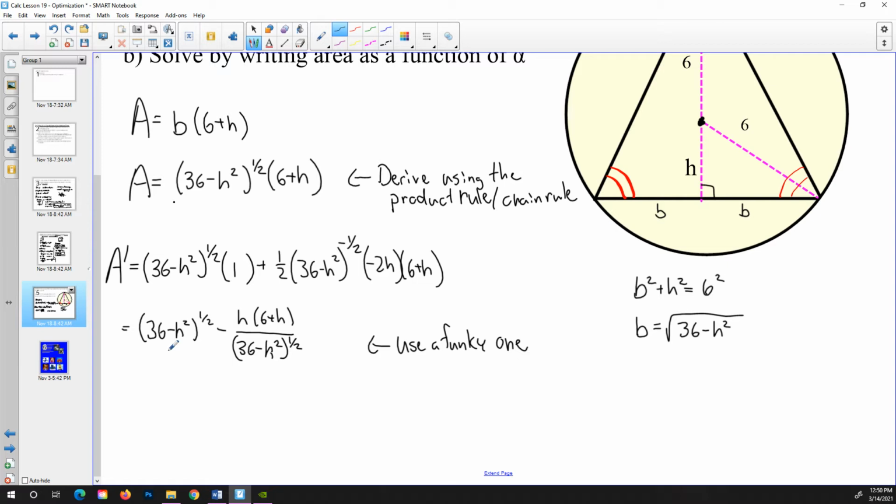And that funky 1 is going to be 36 minus h squared to the 1/2 all over 36 minus h to the 1/2. And when I do that, the halves will cancel out. And what I'll have is 36 minus h squared now to the first power, and then minus, I'm going to distribute this negative to these two terms, so I'll have negative 6h and then minus h squared, and then that will stay all over 36 minus h squared all to the 1/2 power.